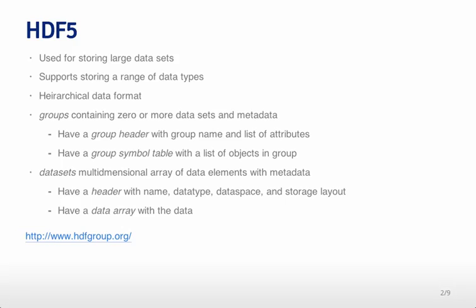Data sets are then multi-dimensional arrays of elements along with metadata. They can have a header with name, data type, data space, and storage layout. And then they also have a data array, which is sort of the data frame, you can think about it, of the HDF5 element. If you want to know more about the HDF5 storage structure, you can go to the HDF5 group's website.